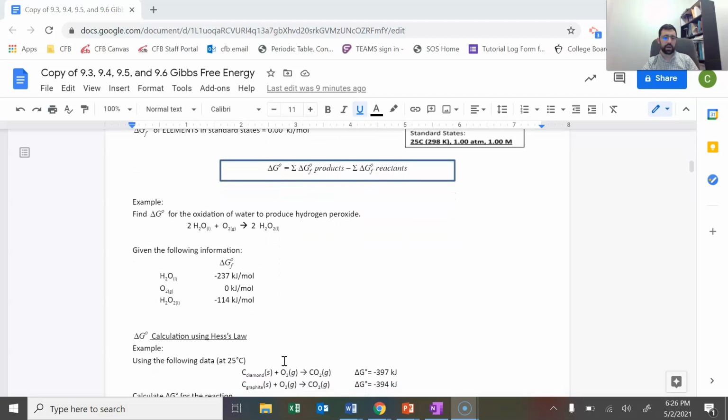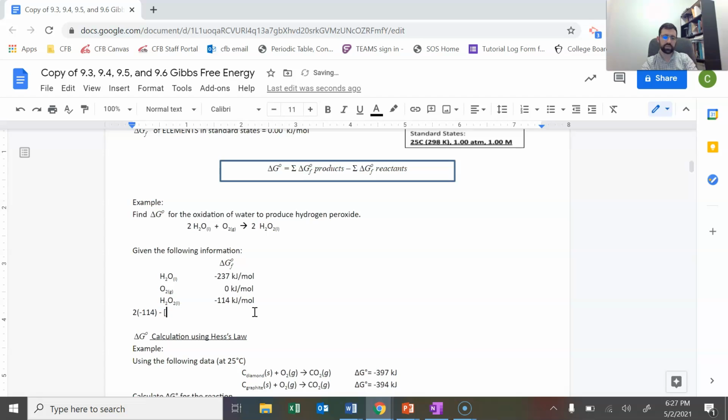We do need to think about our states of matter, the coefficients and all that sort of thing. So checking to make sure, I've got H2O2 as a liquid in both cases. This is negative 114 kilojoules per mole. I've got to multiply that by 2 because of the coefficient there. So we're going to do products minus reactants. 2 times negative 114 minus, and then we look at our reactants.